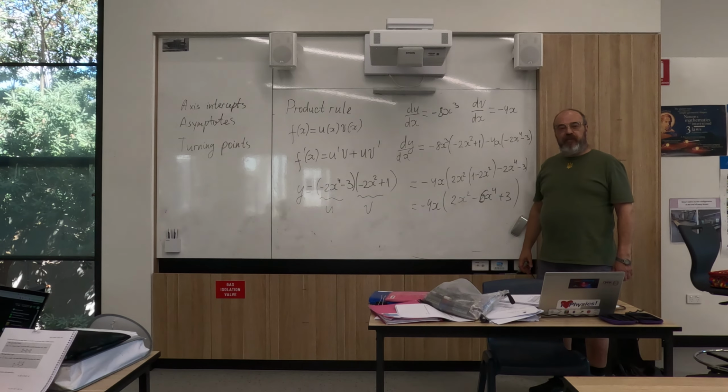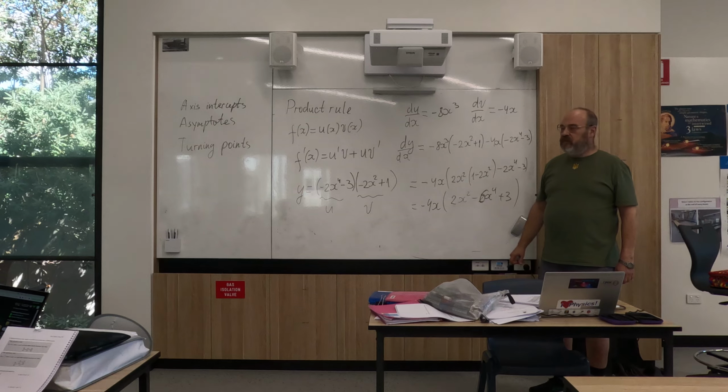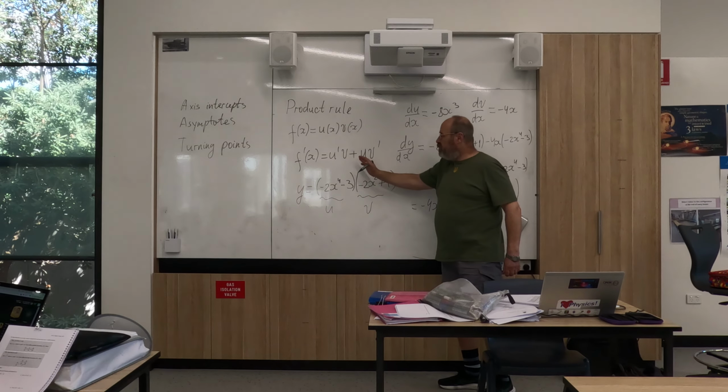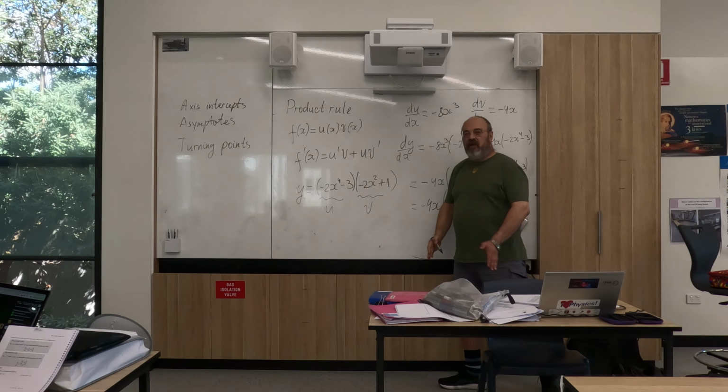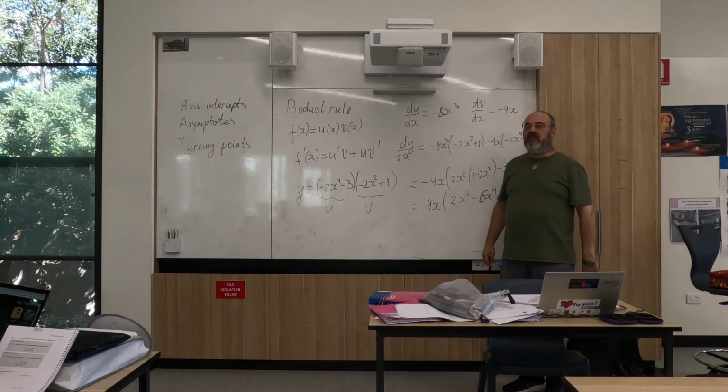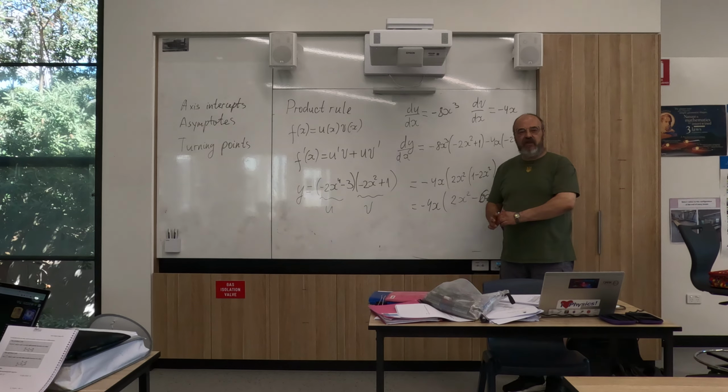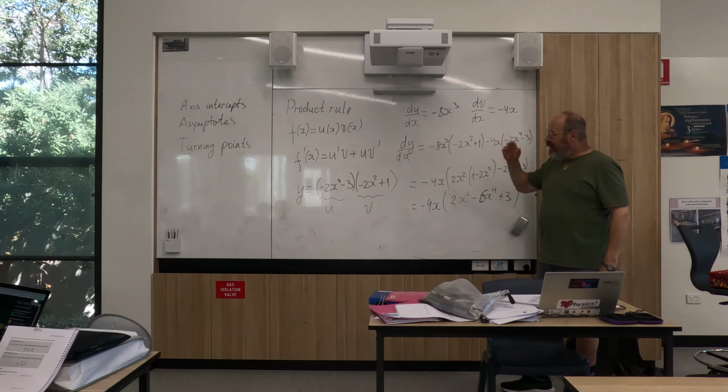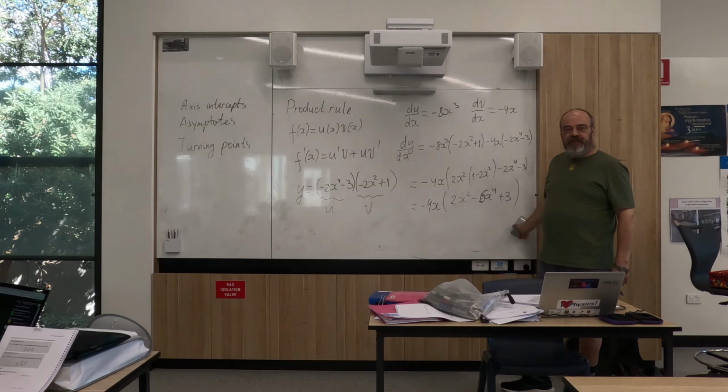Makes sense how to apply the product rule? u dash v plus u v dash. You find the derivative of one function of the product, you find the derivative of the second function, and you apply the product rule.